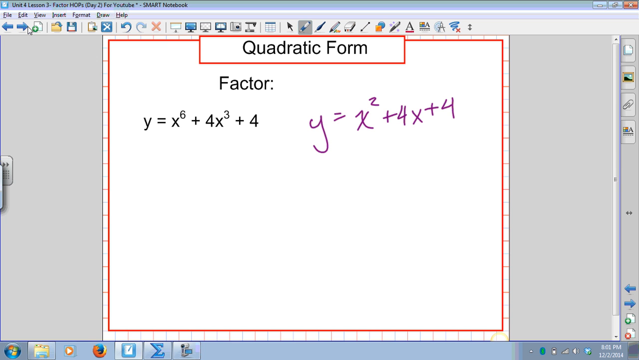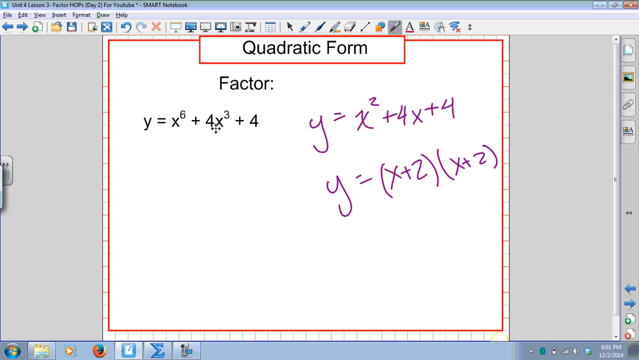I have y equals x to the sixth plus 4x cubed plus 4. And the quadratic that I want to think of is y equals x squared plus 4x plus 4. See how the coefficients are the same there? It's just the powers that are different, the exponents are different. So we think about how that would factor. That would factor to y equals x plus 2 times x plus 2.